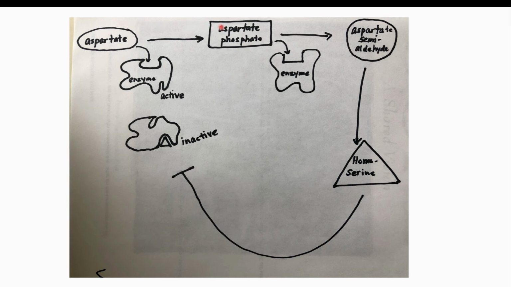As levels of aspartate phosphate drop, so would levels of aspartate semialdehyde, and so would levels of homoserine, right? Which would mean as there's less and less homoserine, more of the enzyme would be in its active form. So this is an example of the mechanism. So there's a key word there. Mechanism meaning kind of the steps to make it happen. The steps to make this inhibition happen is that the homoserine binds to the allosteric site. This causes a conformational change that results in an active site that can no longer bind substrate.